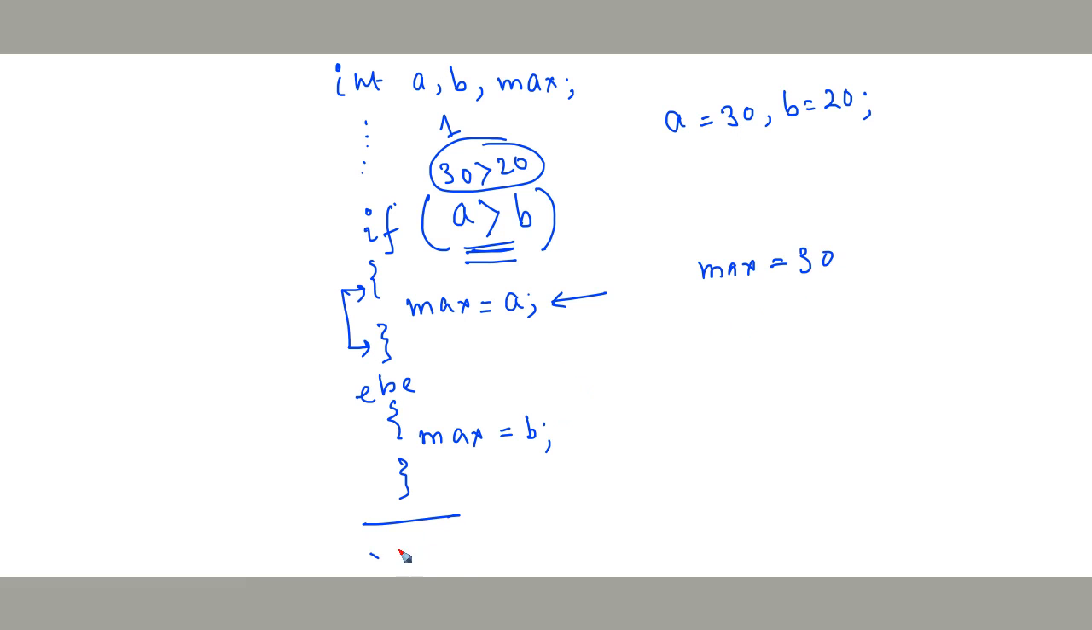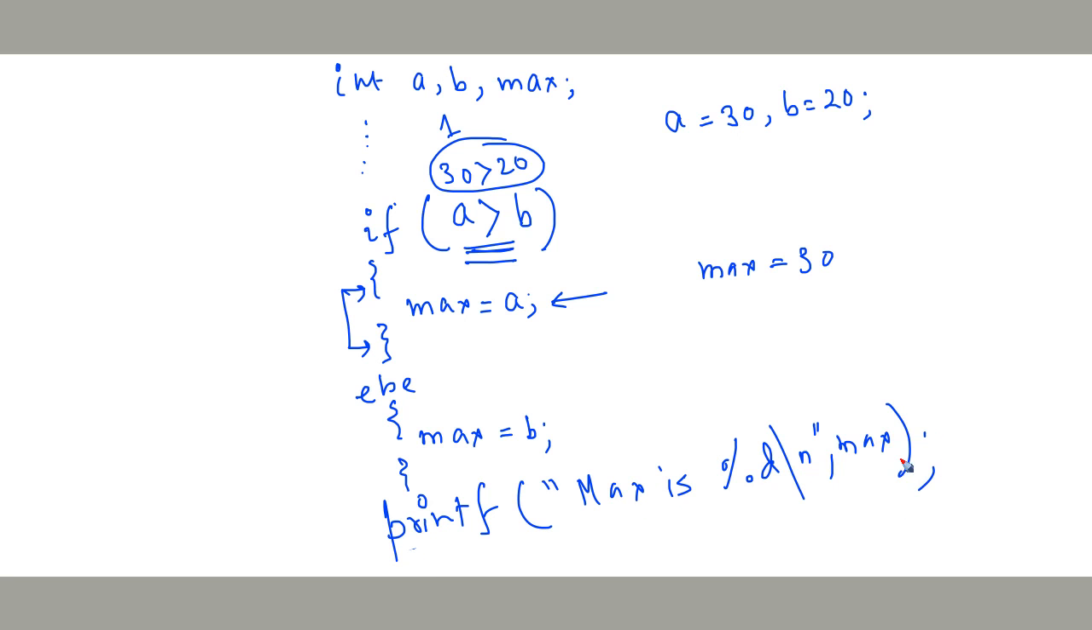So it comes here, and whatever we write here, that is executed. That means if we write here something like this, say printf maximum is %d max, so it's going to print the value for max, that is 30.